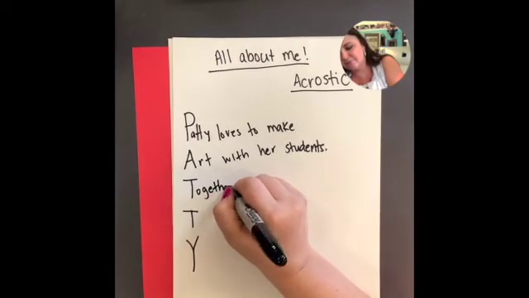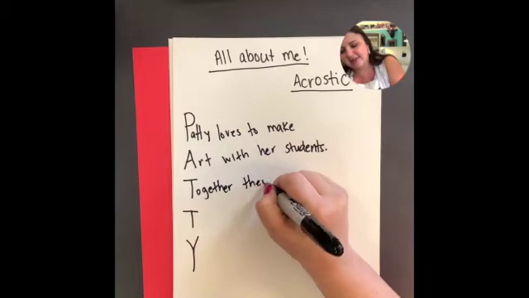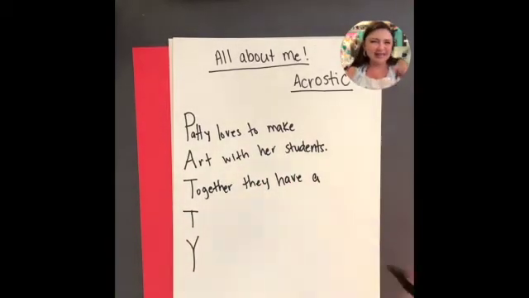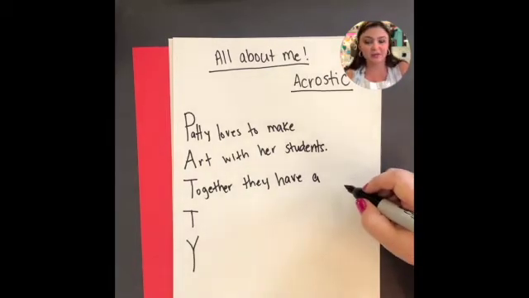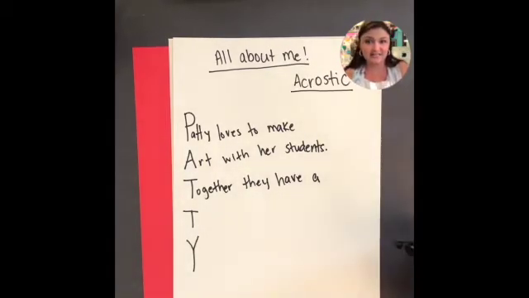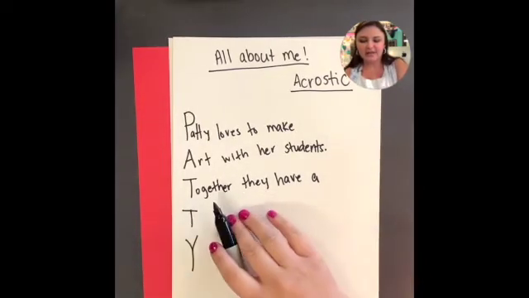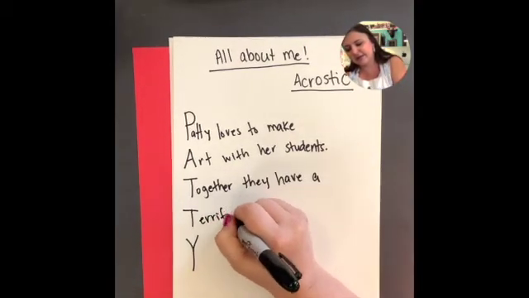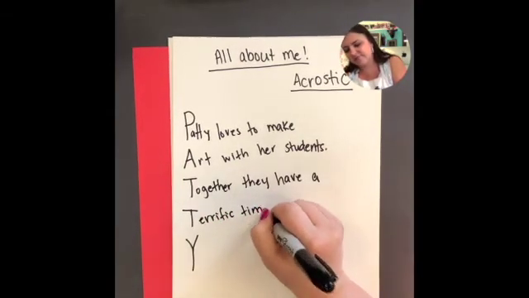Let's think of something for T. Together, they have a, and as I'm writing, I'm just thinking, you might want to use a pencil in case you mess up and then you can erase your mistakes. I'm just using Sharpie so you can see it easier. Together, they have a terrific time.